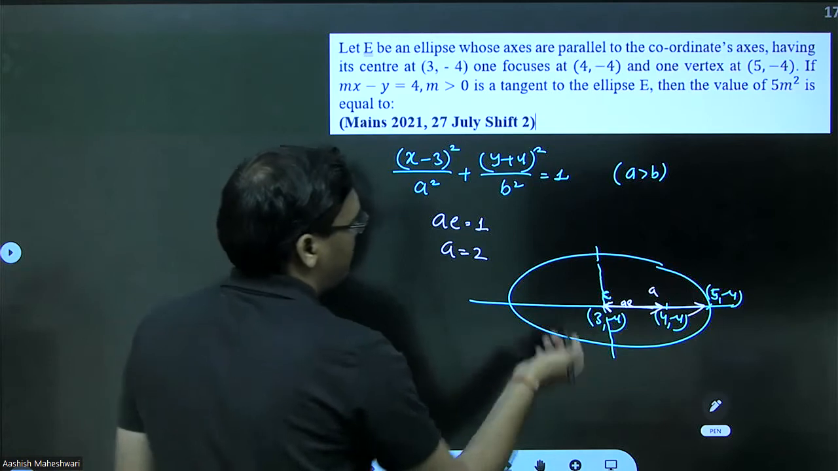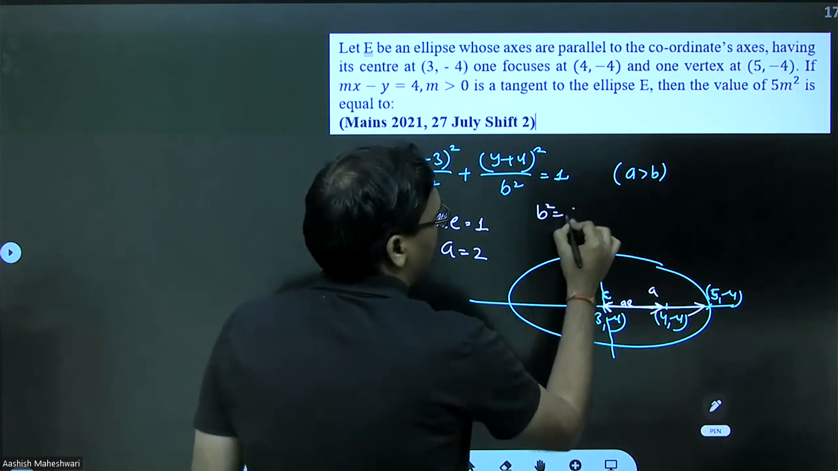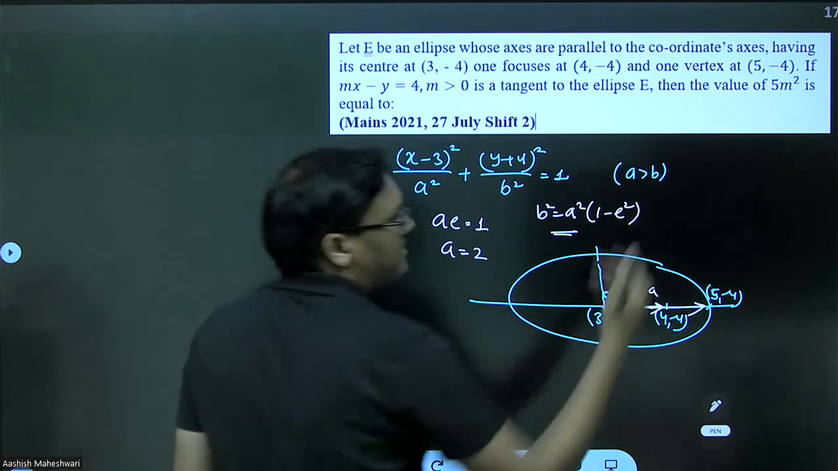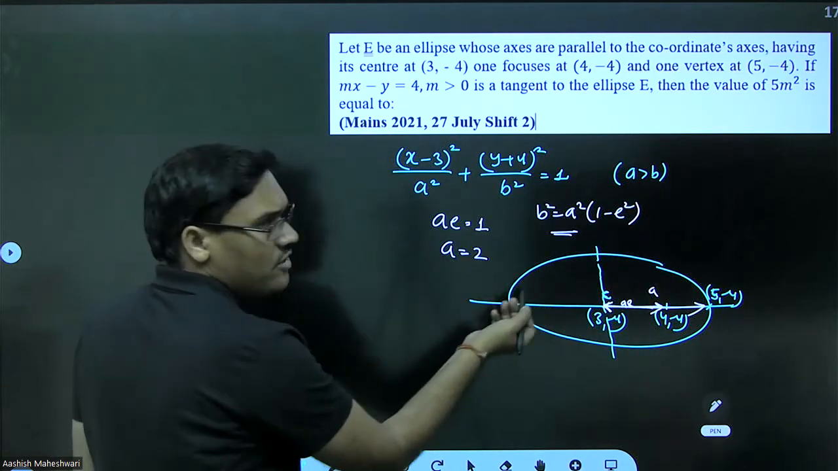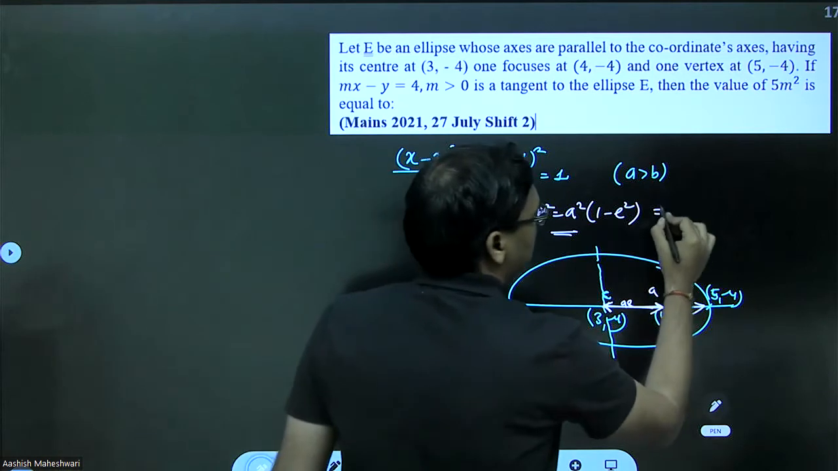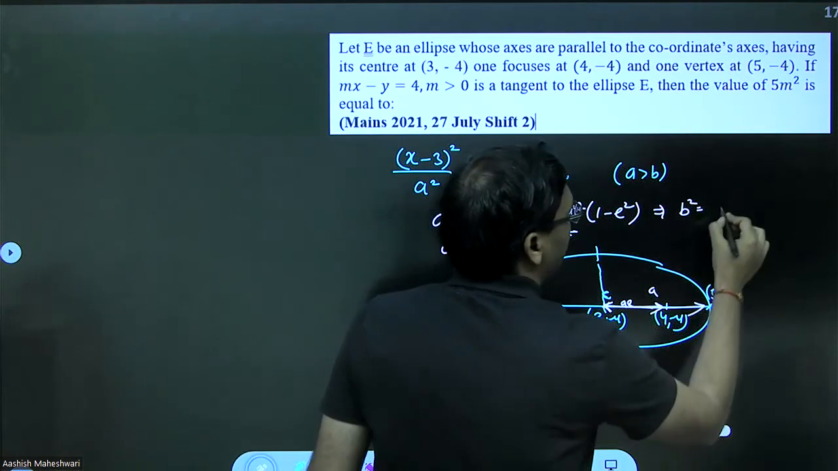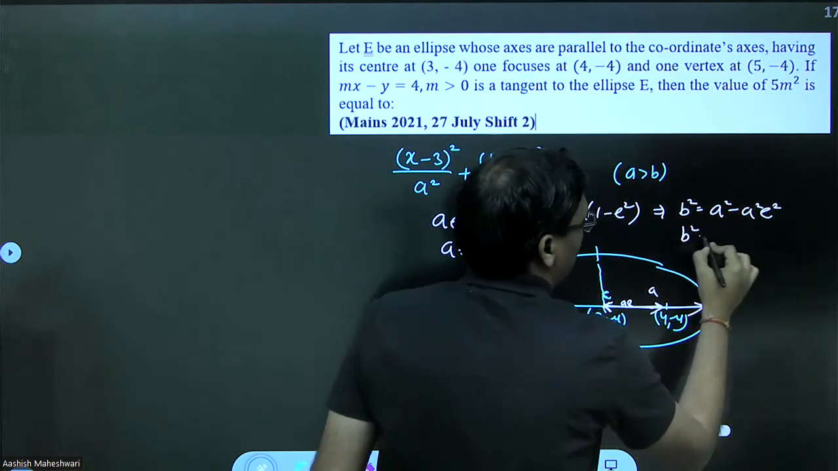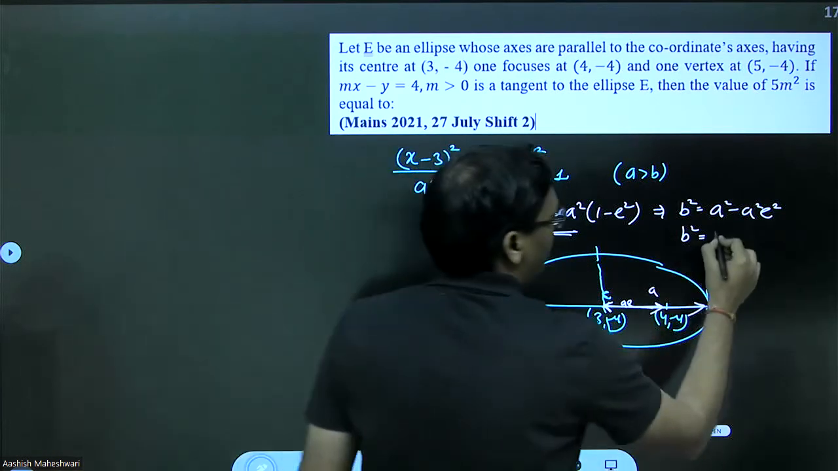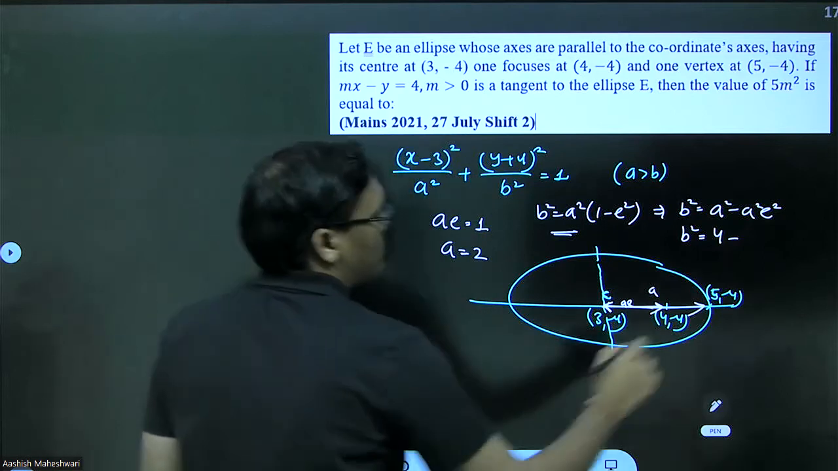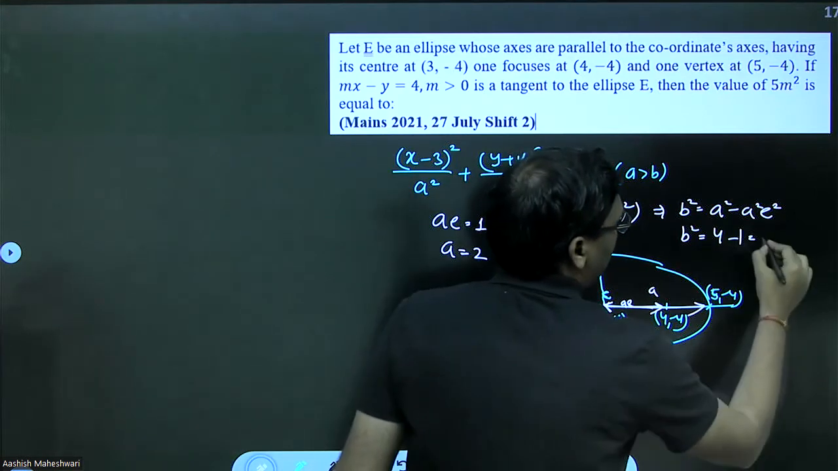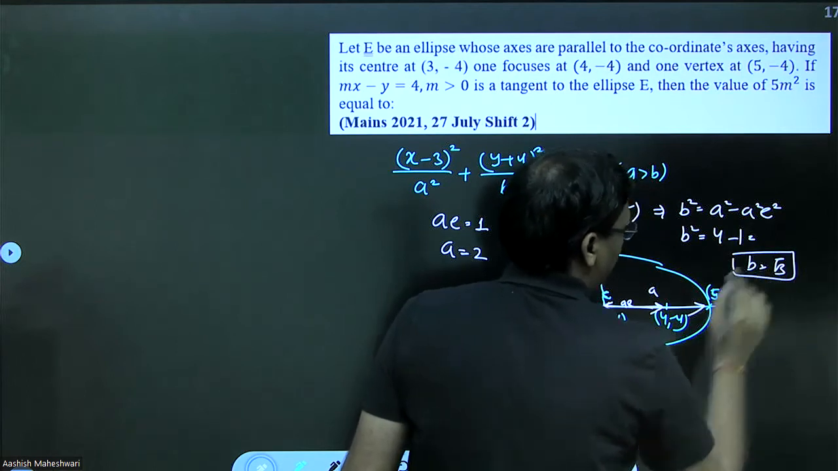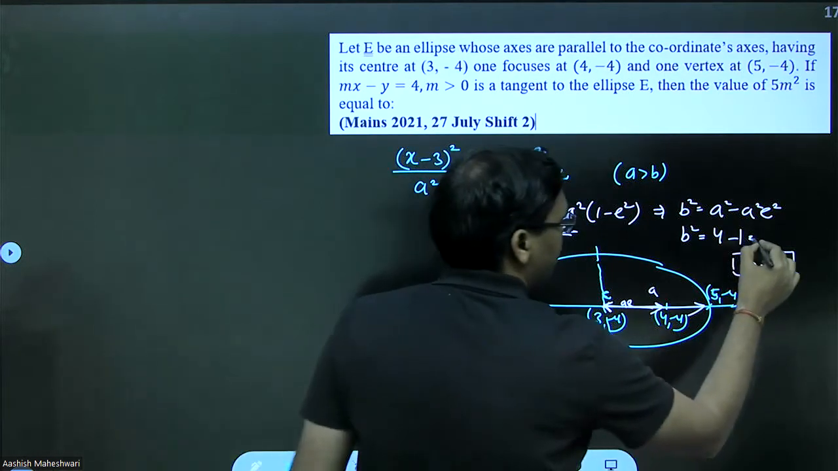And what is the relation between A and B? We know this is B square is equal to A square 1 minus E square because A is greater than B. So now A का value है क्या? 2. What is this? This is B square is equal to A square minus A square E square. So what is B square? This is A square equal to 4 minus A square E square equal to 1. So this is B is equal to root 3.